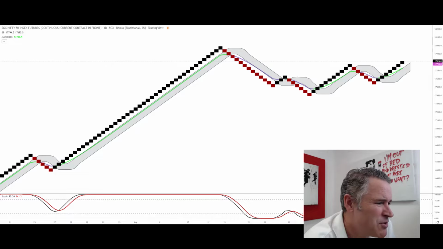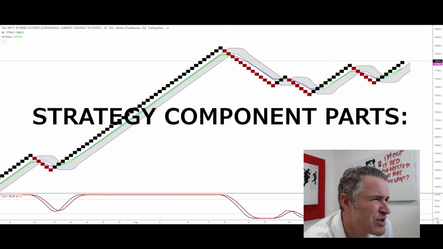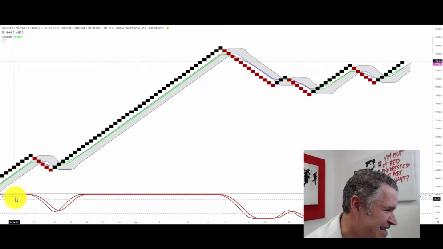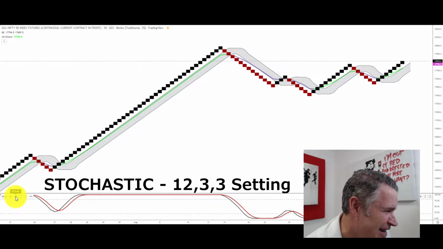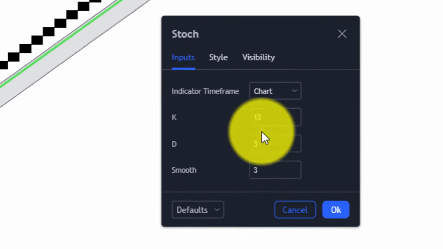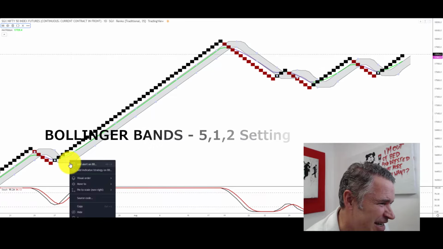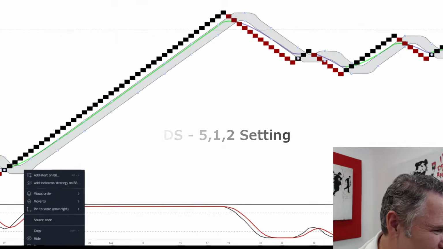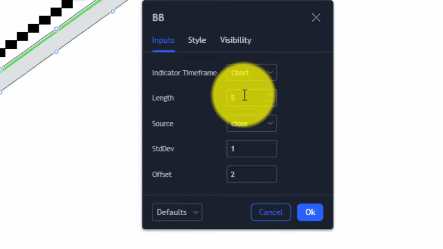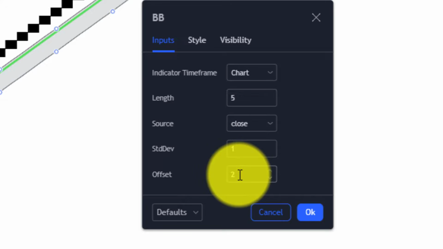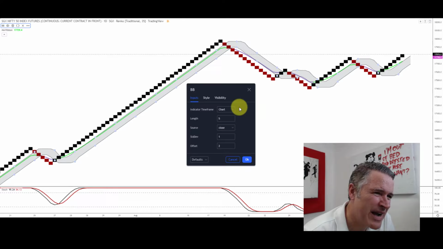So I want to start back at the roots to show you how it works, and we're just going to go through the inputs and what you see on the screen now. So, component parts. At the bottom we have the stochastic indicator. If I click on the settings, you can see the inputs set to 12, 3 and 3, and then we have this grey shaded area which is actually Bollinger Bands. Again, if we go to the settings, you can see it's very short. I've adapted them: 5, 1, 2, standard deviation of 1 and a slight offset of 2, which then gives us this way into the trade and out of it, as we'll see shortly.